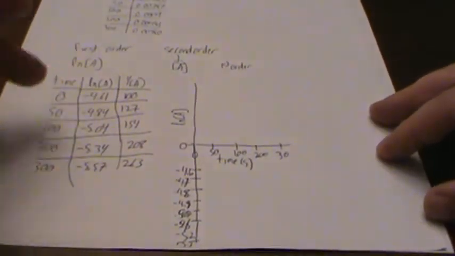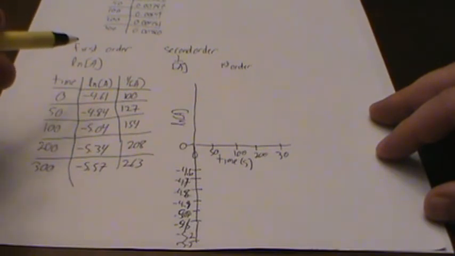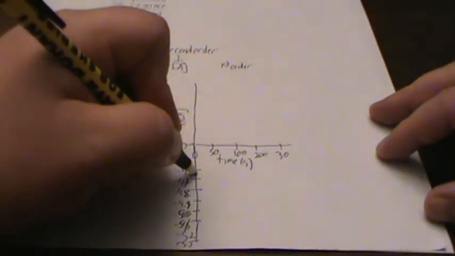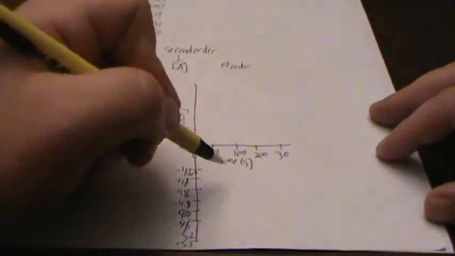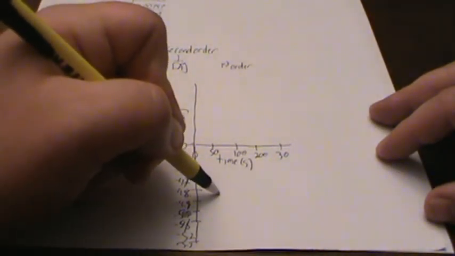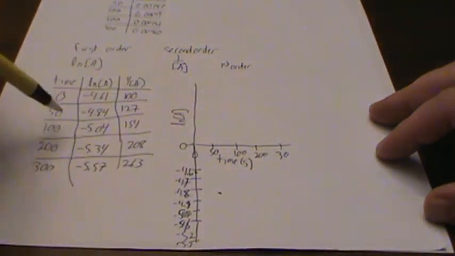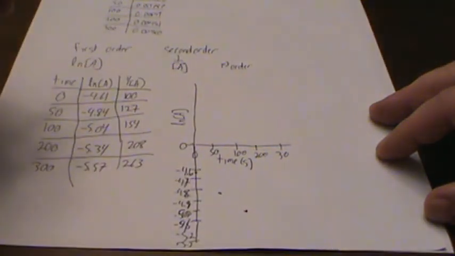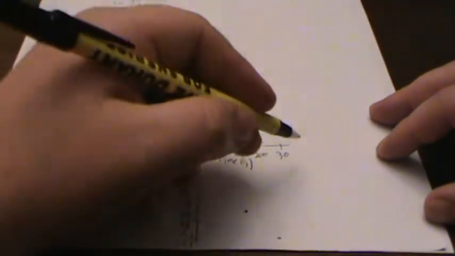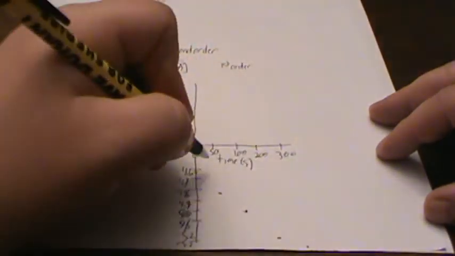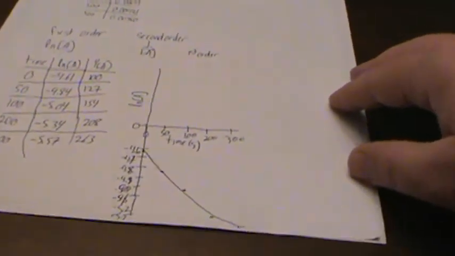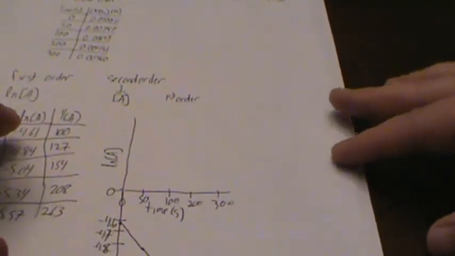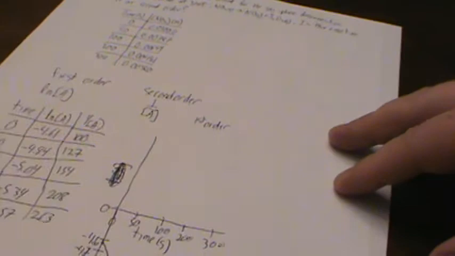Okay. So at time 0, we have negative 4.61. Then at 50, negative 4.84. At 100, negative 5.04. At 200, negative 5.3. And at 300. Okay. So if we look, it's kind of curving downward. Not the greatest graph, apologize for that.